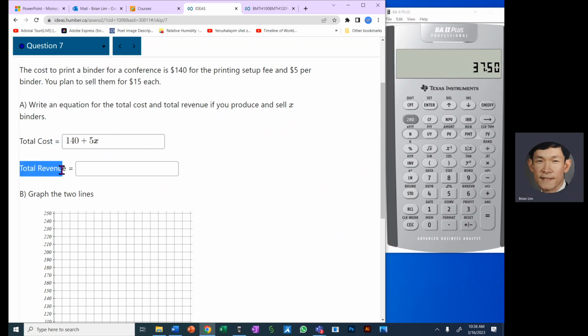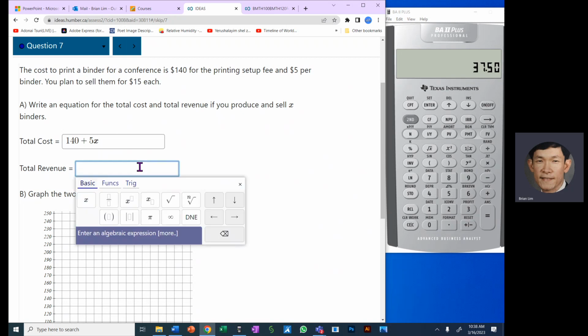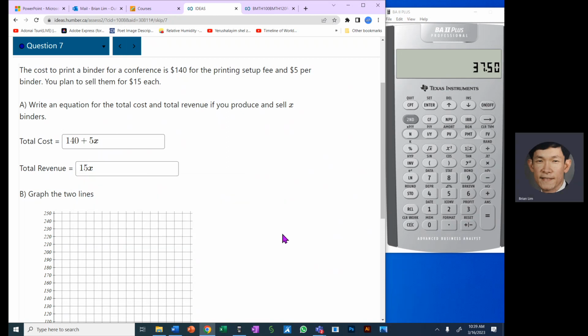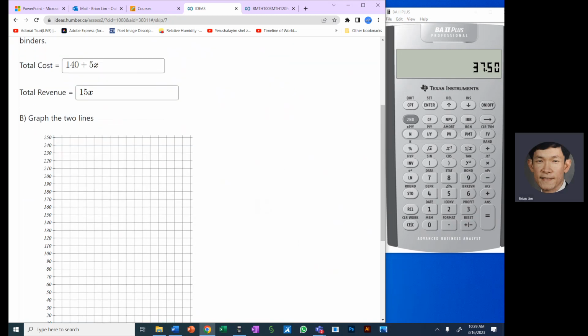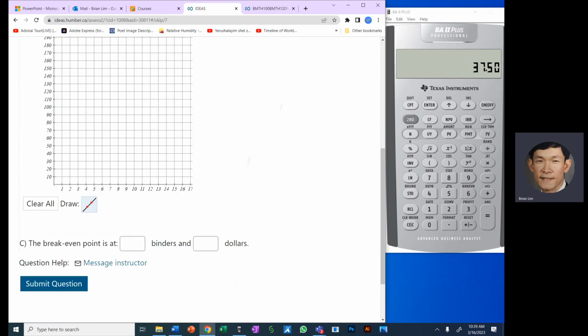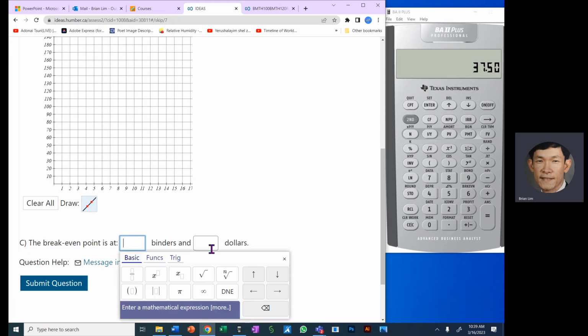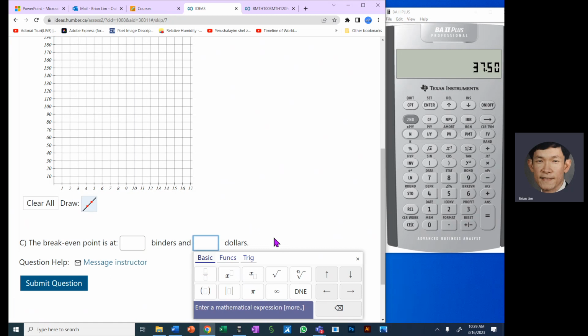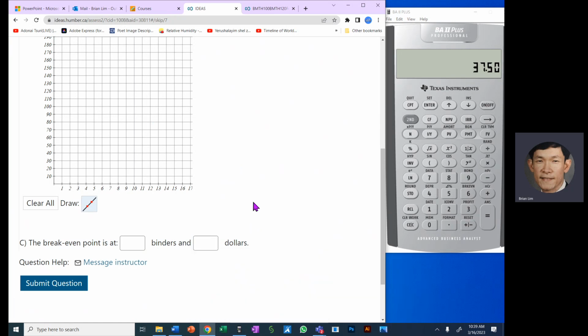Total revenue, what do we have to find? Well, we have to find information for the selling price, and they plan to sell for $15 each. So 15, and then the number of items is X, right? That's the number, so 15X, that should be correct. Now graph the two lines. Now this is where the tricky part comes in, is to graph the two lines. Now, if you looked ahead down here, you could actually find these break-even points, and they should correspond to the one when we do the graphing.